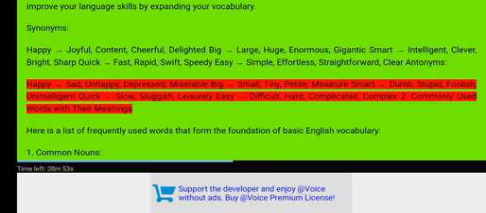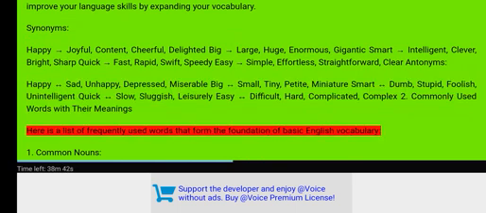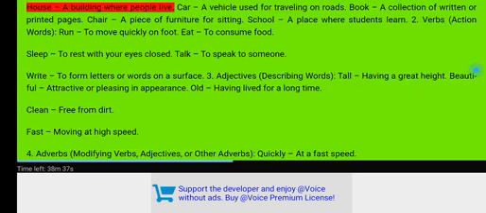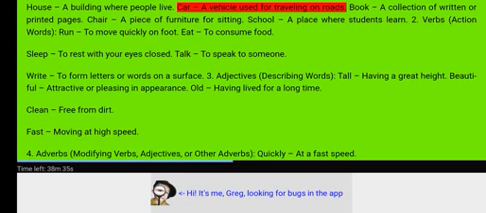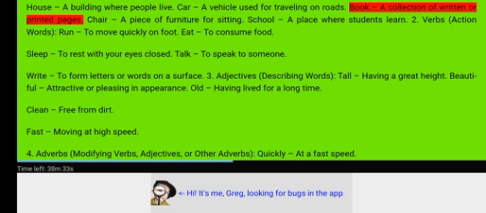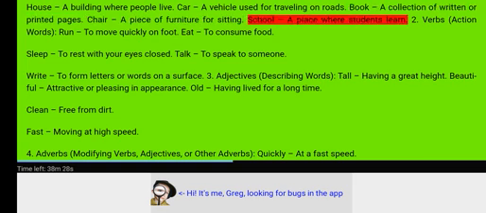2. Commonly used words with their meanings. Here's a list of frequently used words that form the foundation of basic English vocabulary. 1. Common nouns. House, a building where people live. Car, a vehicle used for traveling on roads. Book, a collection of written or printed pages. Chair, a piece of furniture for sitting. School, a place where students learn.